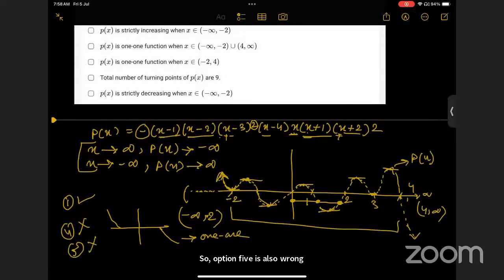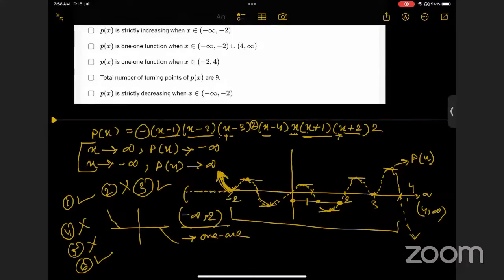And the last option, P is strictly decreasing when x belongs to minus infinity, minus 2. In this interval, you can say, P is strictly decreasing, right? You can see minus infinity, minus 2. In this interval, P is decreasing. So option 6 is correct. So we have option 2 incorrect, option 3 correct, and options 4, 5 incorrect, option 6 correct. Now you can ask whatever doubt you have.